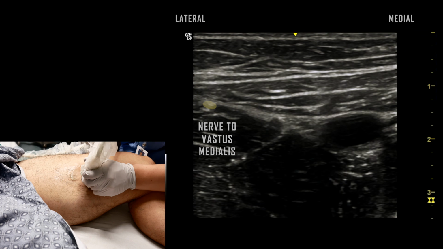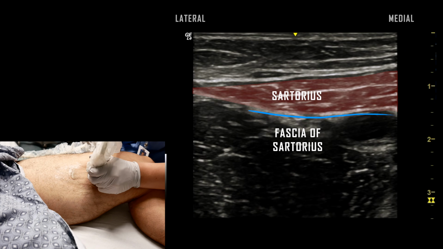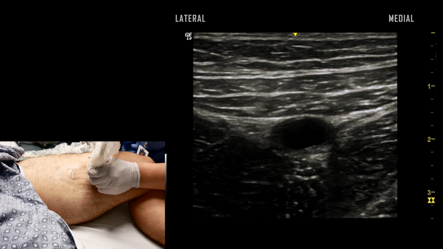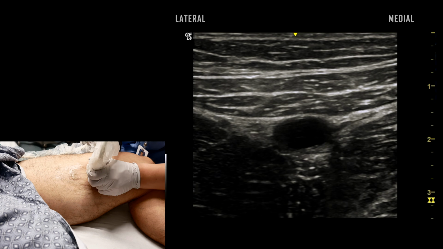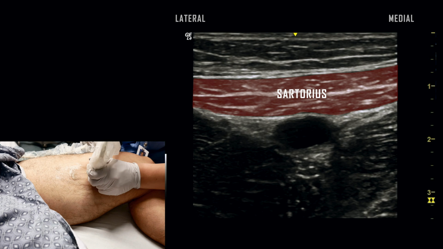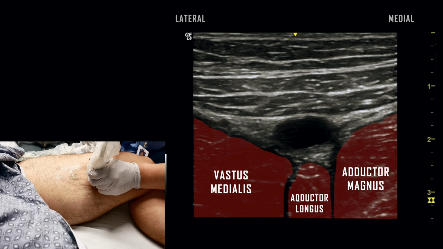The transducer is typically translated to the most distal level at which the artery continues to lie immediately deep to the sartorius and its fascia. Translation of the probe to position the femoral artery midline reveals the sartorius muscle, vastus medialis, and adductor magnus or longus, depending on how proximal or distal the scan is.